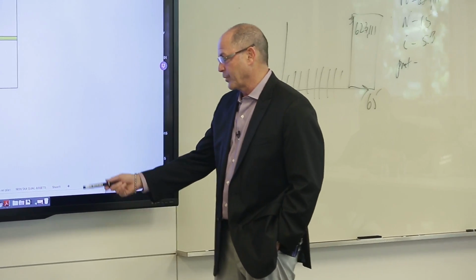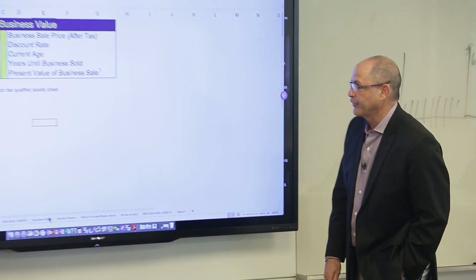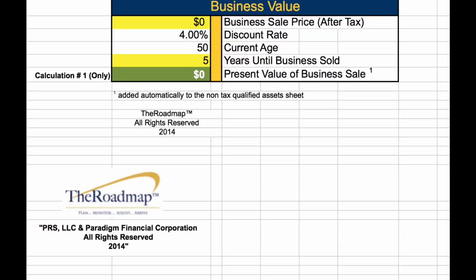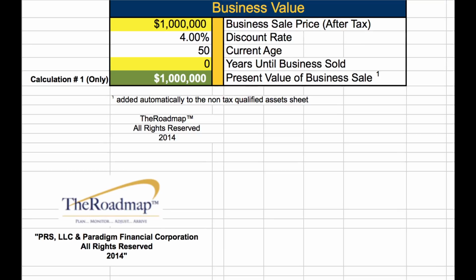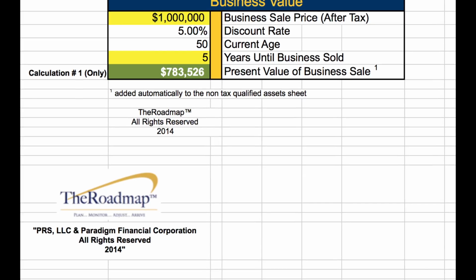Now let me give you another example. Go to business value. So we click on business value. Now notice what it says up here. Take a look, everybody, up here. I think I can sell my business for $1 million after tax. See that? I change the discount rate. Let's use 5%. And I think I can sell it for $1 million after tax 5 years from now.